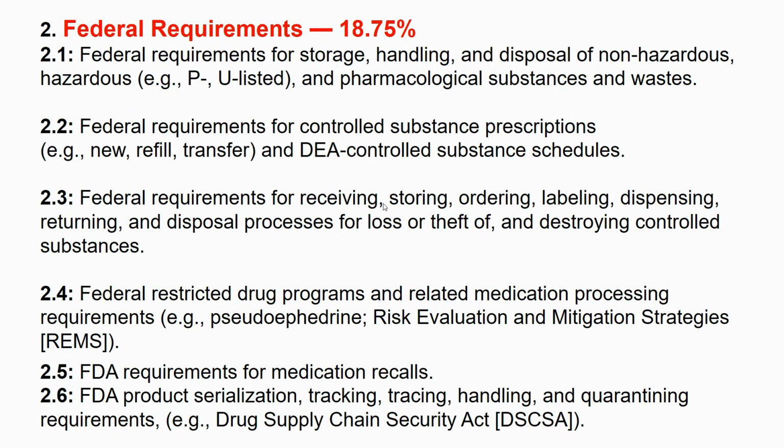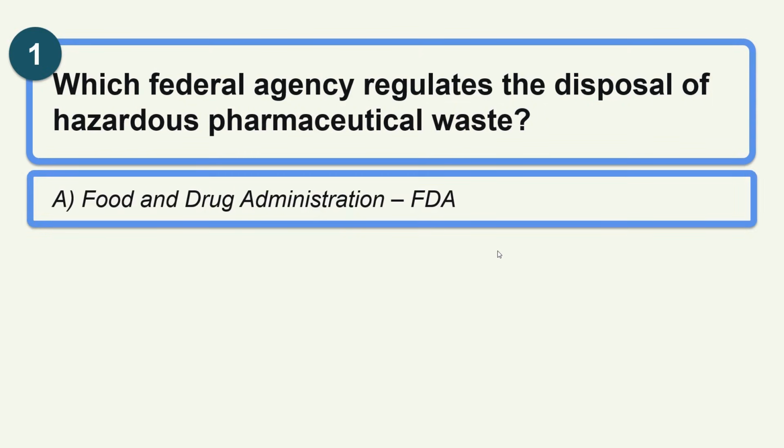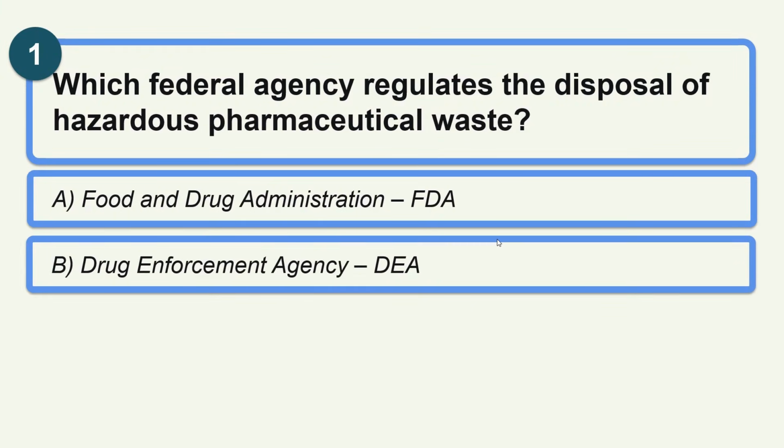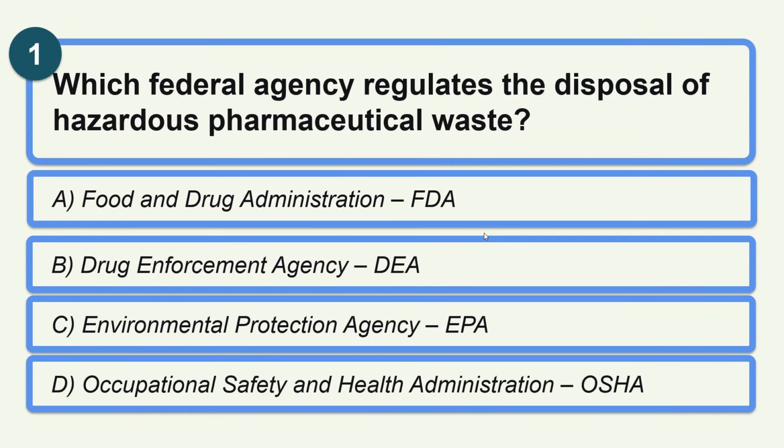So let's start. Which federal agency regulates the disposal of hazardous pharmaceutical waste? Hazardous pharmaceutical waste that includes chemotherapies and other hazardous substances. A. Food and Drug Administration. B. Drug Enforcement Agency. C. Environmental Protection Agency. D. Occupational Safety and Health Administration.